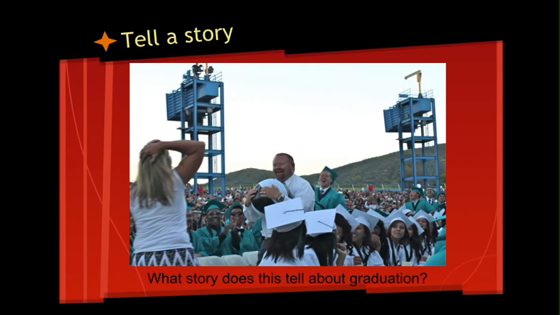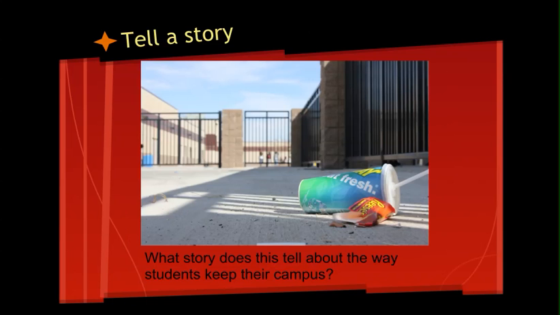What story does this tell about graduation? We see a man in a suit and tie and a shirt with a beach ball. We see students laughing, another adult laughing. Obviously, there was some celebration at this graduation. So this is more than just people sitting there looking forward. It tells a story about the life, the atmosphere, and the revelry.